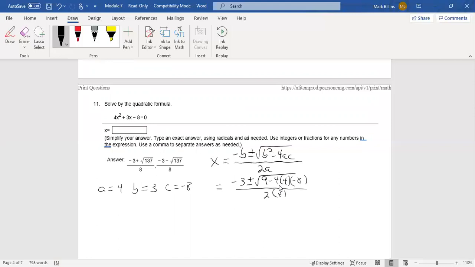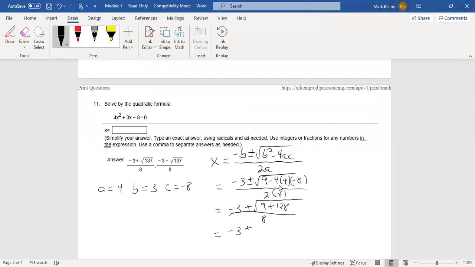So my next step is to go ahead and start simplifying what's underneath the radical sign. So what I need to do is take -4 times 4, which is -16, and then I take -16 times -8, and that gives me positive 128. So I have 9. Since it's a positive 128, I write plus 128. If it were a negative 128, I'd write minus 128 over 2 times 4, which is 8.